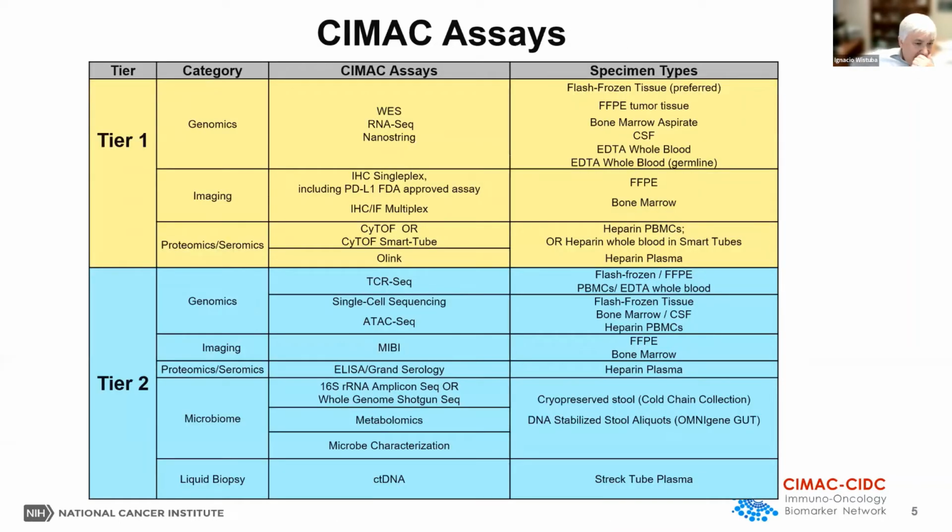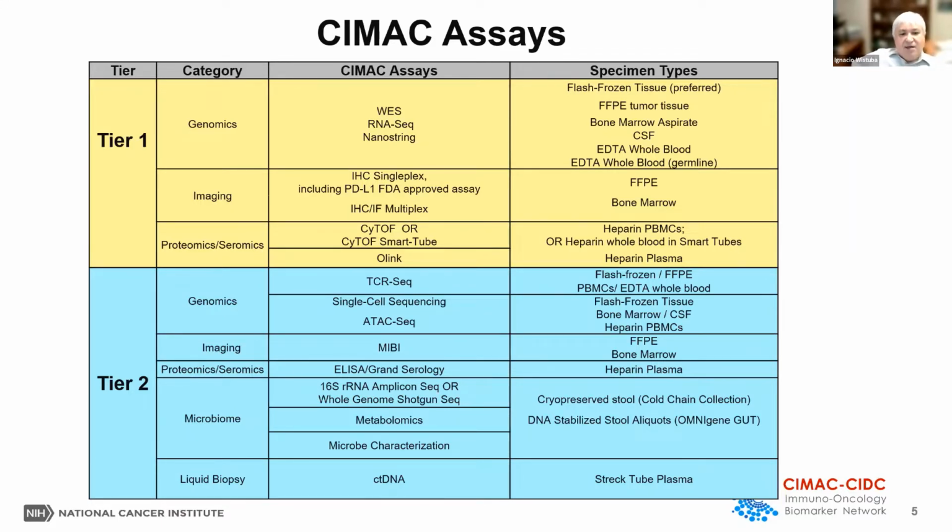I'm not going to go into detail. And Stacy already showed that we have 3 categories of assays that we plan as a network. The tier 1 and the tier 2 are listed in this busy table. Apologies for that, but you can see that there are genomic and immune-related biomarkers. In tier 1, she mentioned already, whole exome sequencing, RNA sequencing, and as an alternative, NanoString analysis for gene expression of immune-related signatures. On imaging of tissue, we have immunohistochemistry, singleplex, and multiplex immunohistochemistry or multiplex immunofluorescence. And for proteomics and serology, we have CyTOF and Olink.